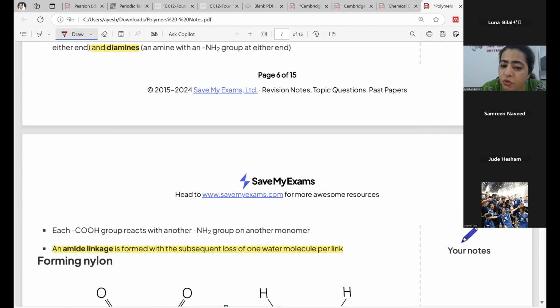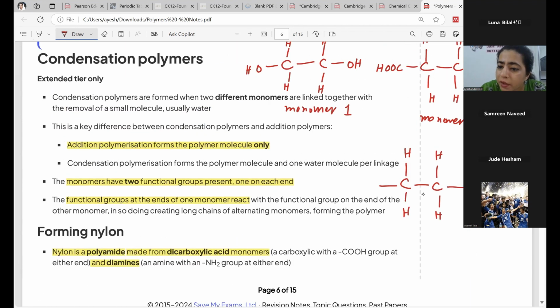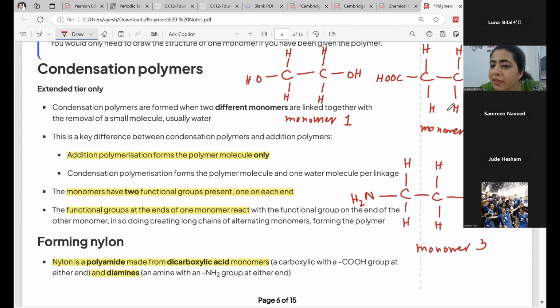It can have an NH2 functional group over here. NH2 is also one of the functional groups. It has an NH2 functional group over here. This is also one of the monomers, monomer number 3. So monomer number 1 and 2 can combine together, or maybe monomer number 2 and 3 are combining together, maybe 1 and 3 are combining together. So any two monomers having the functional groups on both sides can combine together to make a condensation polymer. Now your question, then I will explain how they can combine together.